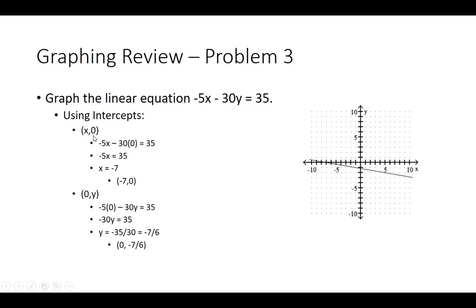To find the x-intercept, we set y equal to 0. When we put 0 in for y in the original equation, that term goes away and we're left with -5x equals 35. Dividing both sides by -5 gives us x equals -7. So the x-intercept is (-7, 0). That would be the point. We put that on the graph right here.